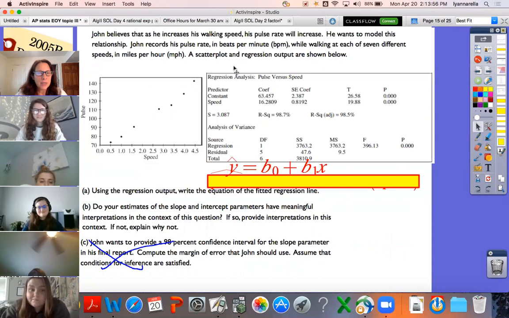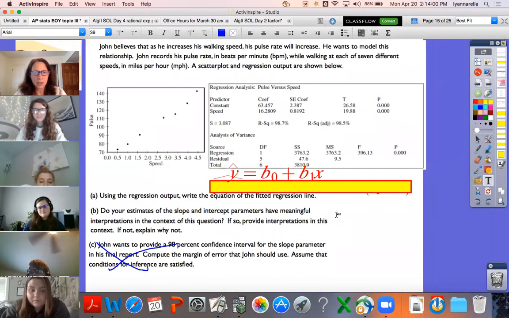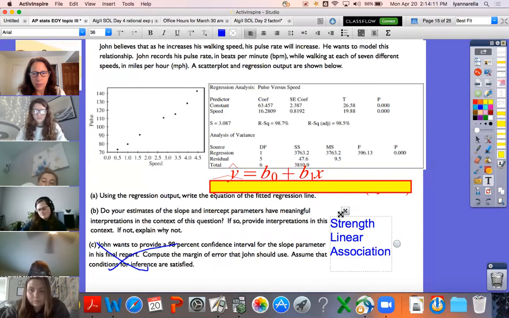Mallory, SLAP, S-L-A-P. Do you remember that stands for strength? Let me see if I can do that. SLAP is strength, linear association. What does P stand for? Strength, linear association, and I cannot remember.